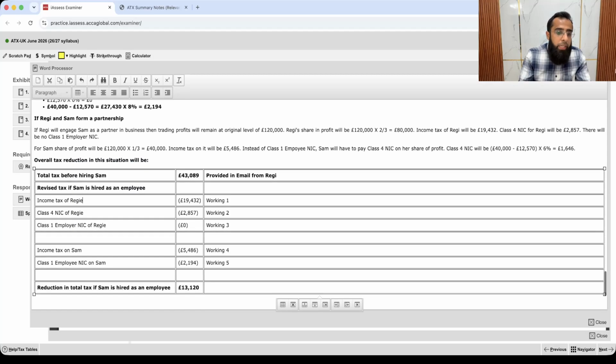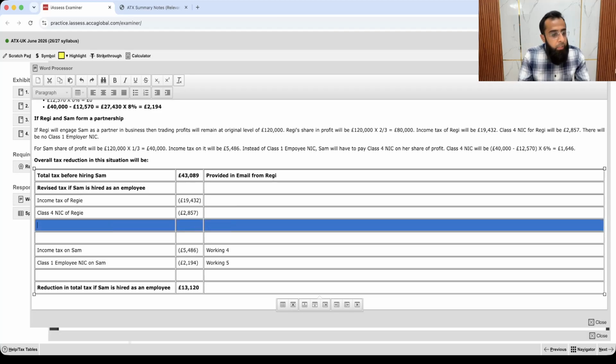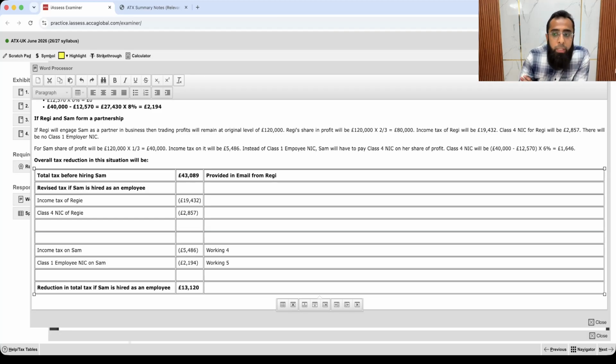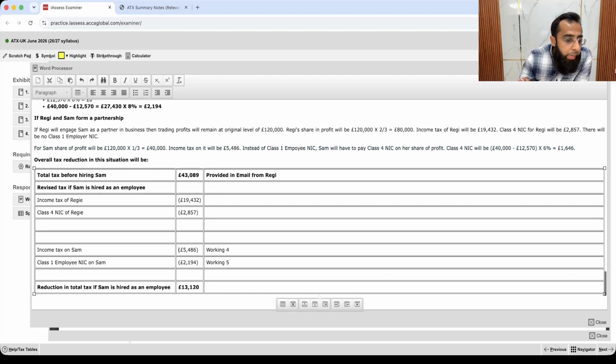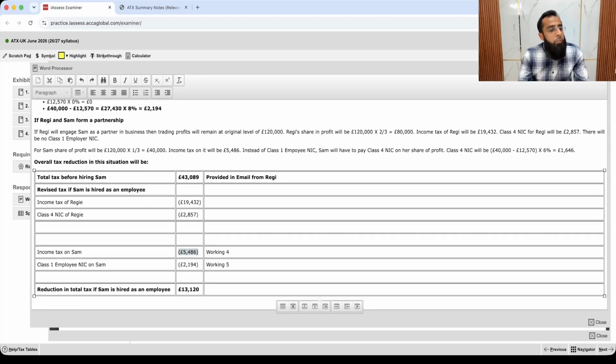Okay. Income tax of Regi, this will remain same 19432. Class 4 NIC of Regi will remain same. This time there won't be any class 1 employer NIC. Income tax of Sam will remain same. Instead of class 1 employee NIC, Sam will have to pay class 4 NIC. And this time we are not hiring him as an employee, we are hiring him as a partner. Okay, total tax before hiring Sam was 43089. Revised tax if Sam is hired as a partner.